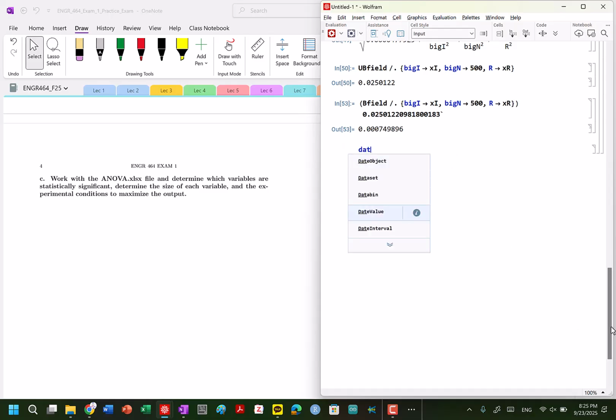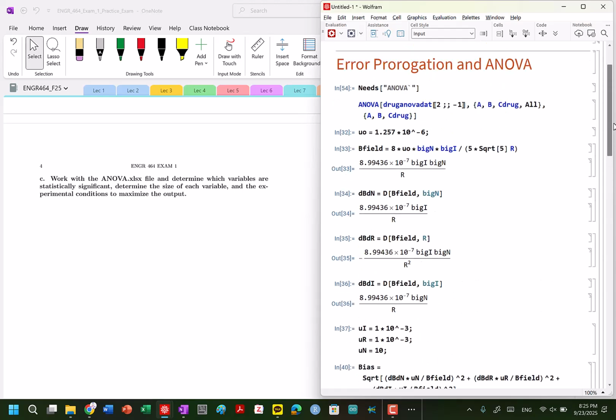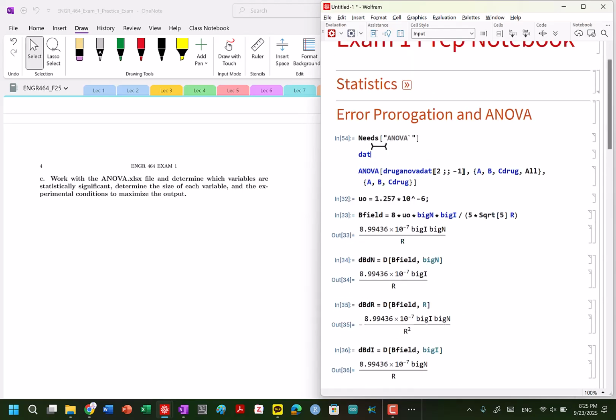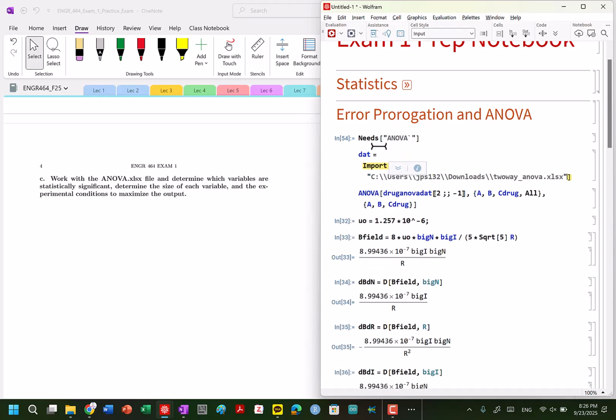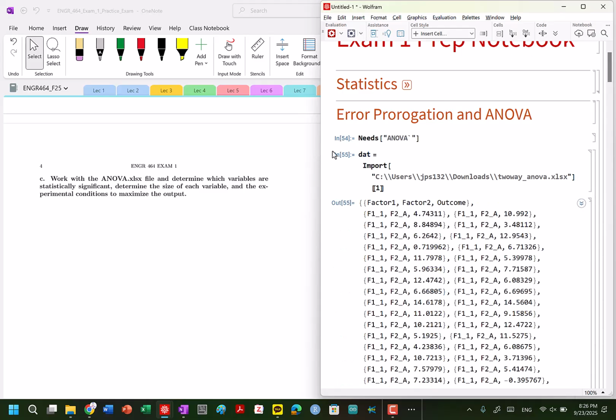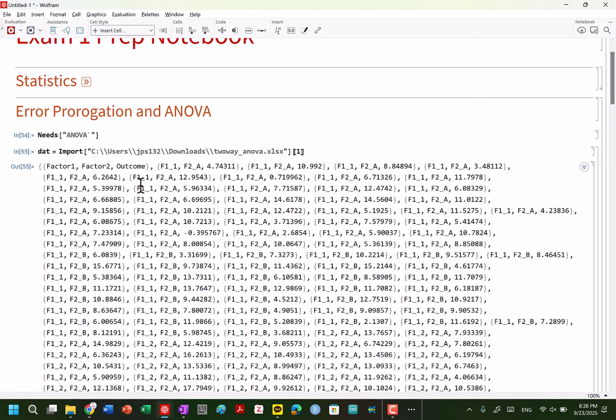Actually, let's go up here, because I'm going to use this similar syntax. So I'm going to say DAT equals import here. And then I'm going to go here, and I want to look at what this looks like first. All right, let's open this up a little bit more. So we can see we have some factor 1, factor 2, and an outcome. So this is a two-way ANOVA.